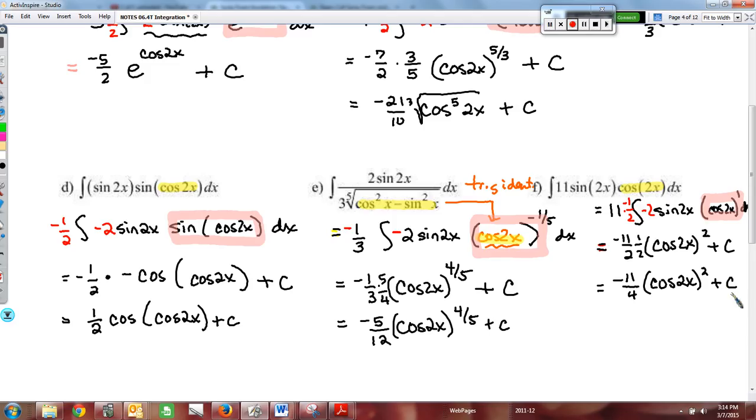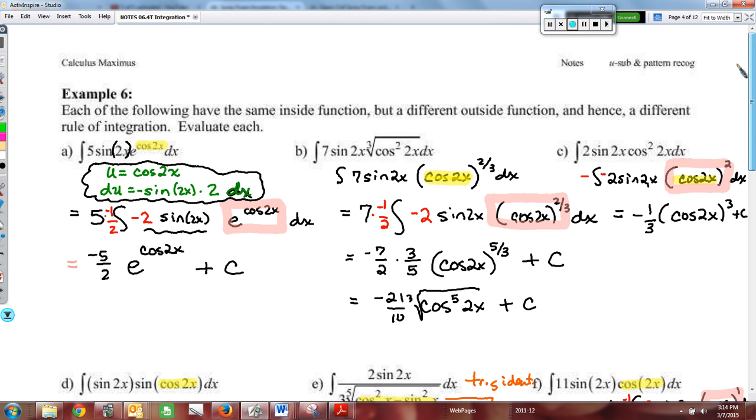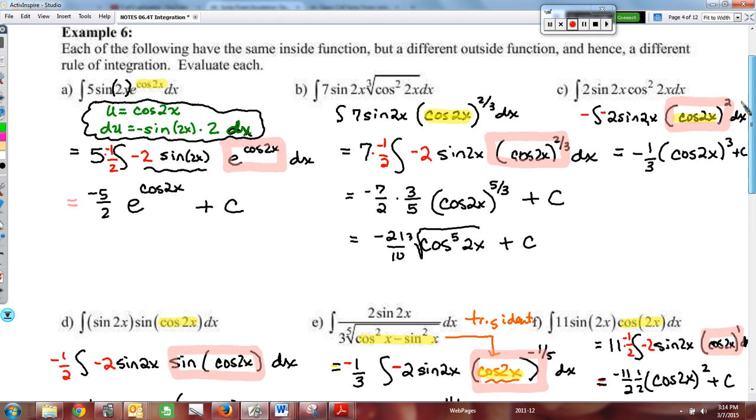So that's one way of doing the problem. Another method of doing this problem, you could decide to make your inside function, make the u sine of 2x. It actually works pretty much the same way. I'll leave that for you to verify that if I make my u sine of 2x, you'll get the same answer. Okay, so that is giving you a good overview of your packing it back in, taking your chain rule and packing it back in.